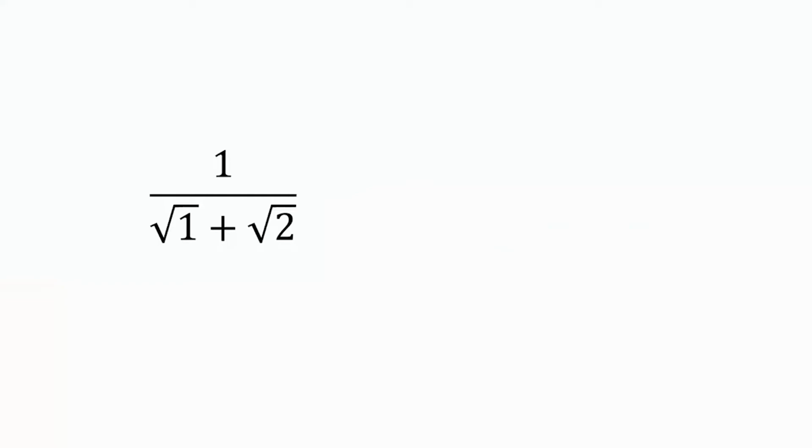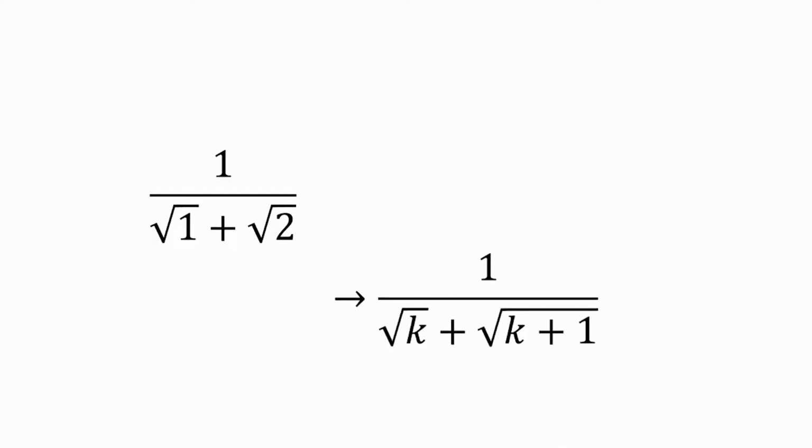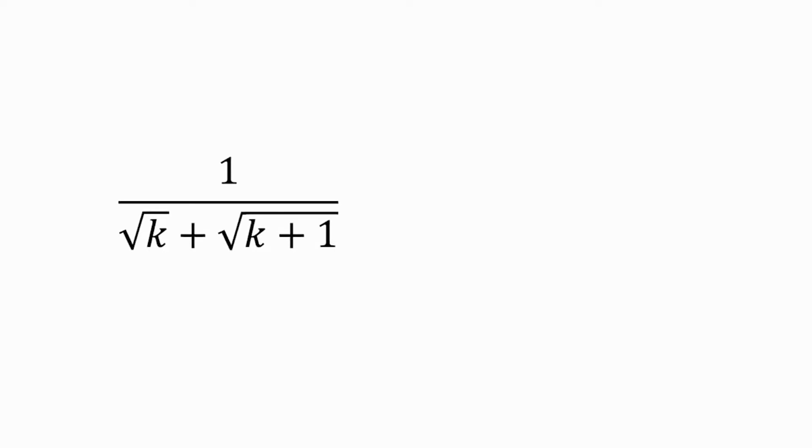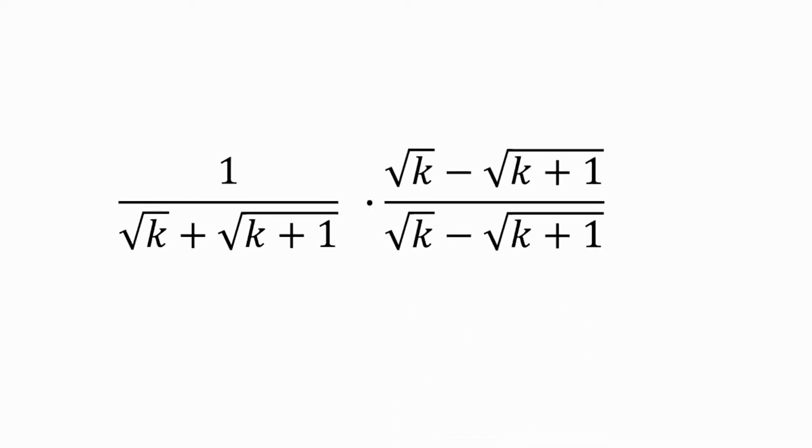We'll start at the first term and rewrite it in a more general form in terms of k, since every term fits this same pattern. Now comes the trick. We'll multiply top and bottom by the conjugate of the denominator. In effect, this is just multiplying by 1, so it does not alter the value of our expression, but it does alter its form in a really nice way.